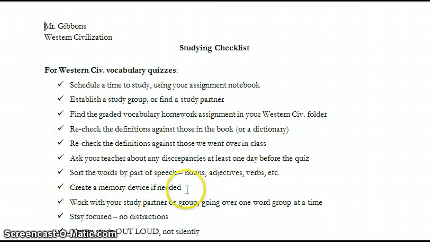Then create a memory device if needed. These can be suited to your learning style. You and your partner can work together on them. They sometimes are great helps in remembering definitions, especially for difficult words.